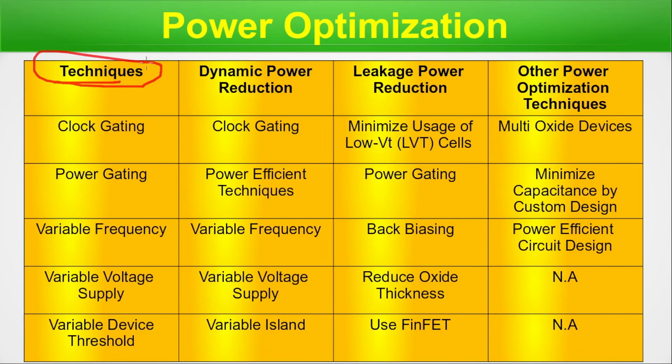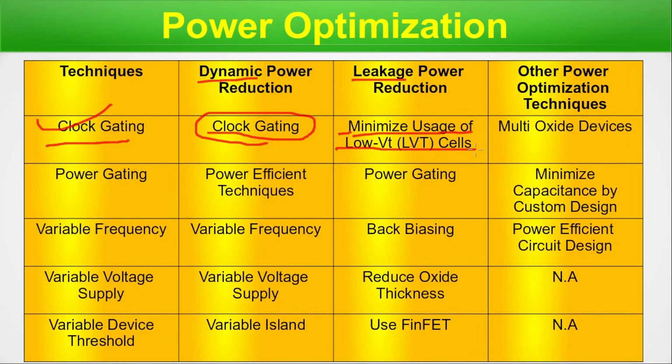In the first column we have techniques. Next we have the dynamic power reduction, then the leakage power reduction, and the other power optimization technique that we are using. So we are talking about power. For detailed understanding of the dynamic or the leakage power and what the components are, please watch the video that we have just mentioned, and the link is in the description. Now clock gating. For this method, the dynamic power reduction comes from the clock gating itself. Next comes the leakage power. In this methodology, that means in clock gating, we have to minimize the usage of low VT cells, that is LVT. LVT stands for low VT cells. These are standard cells; you can have them in your standard cell library. And other power optimization comes from the metal oxide devices, that is the MOS structure.